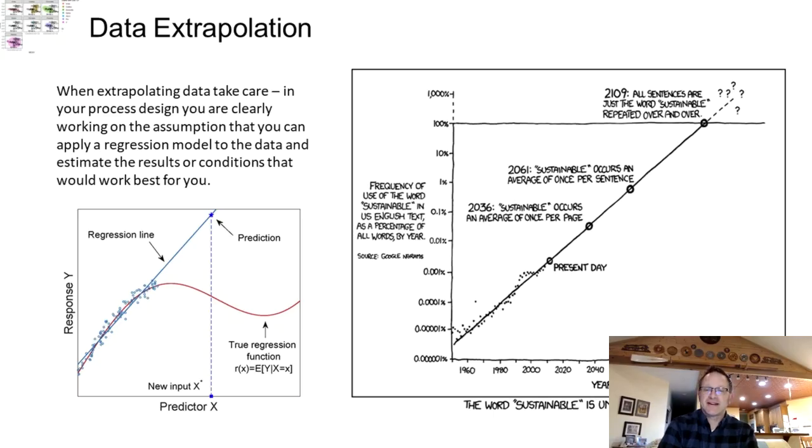Here's just a graph for fun. The frequency of the use of the word sustainable in the English language per year, extrapolated out by the year 2109, we won't be seeing anything but sustainable. Okay, so kind of an extreme example of how a predicted value is a little bit of a watch-out.